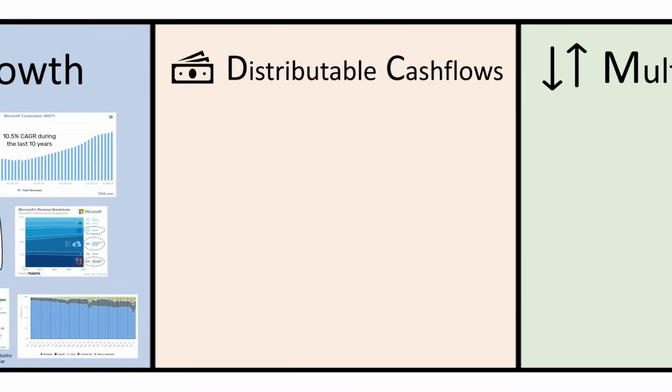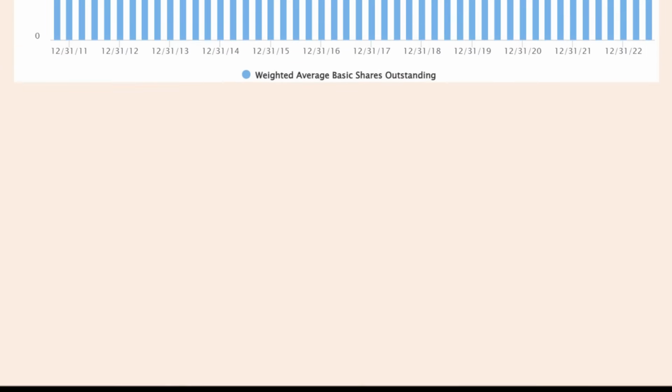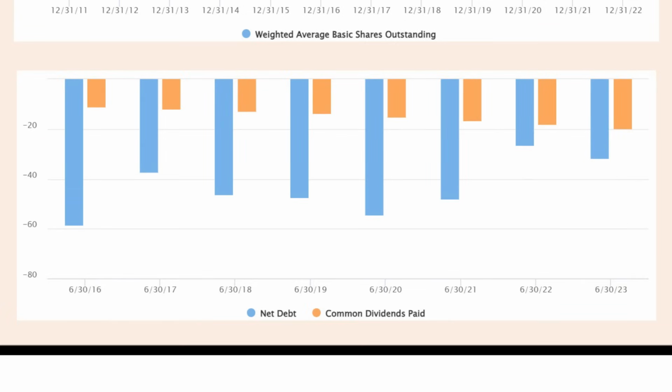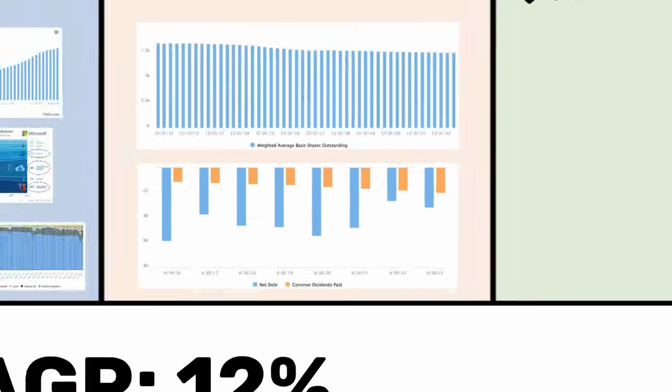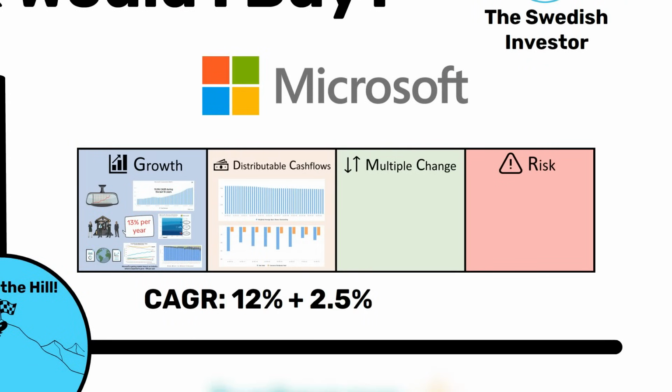During the last few years, Microsoft has made yearly repurchases of more than 1% of shares outstanding and had dividends of roughly 1%, while slightly decreasing the net debt level. In total, Microsoft has had distributable cash flows of 2.5%, which is what we expect for the next few years as well.